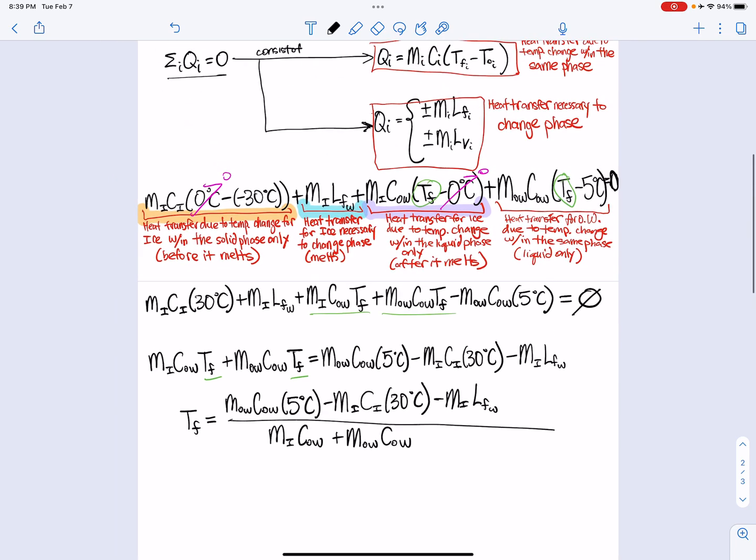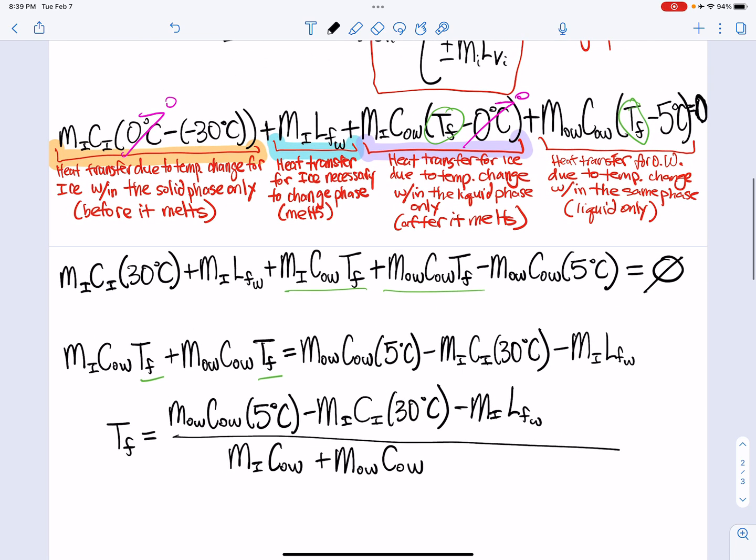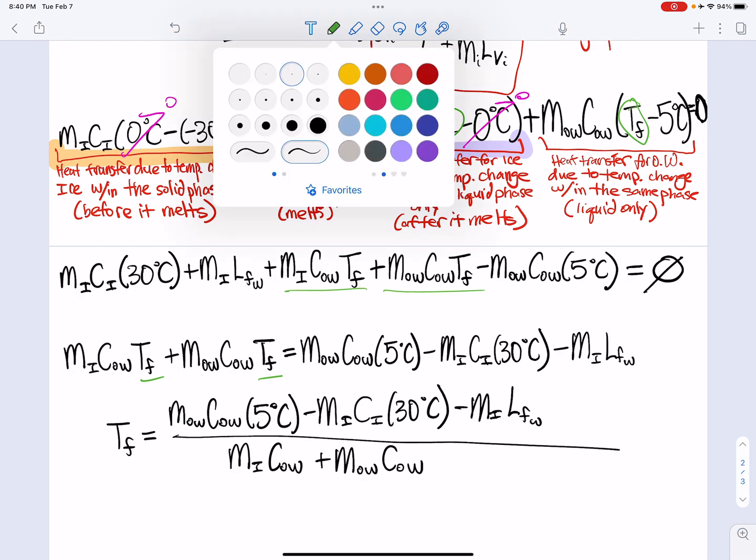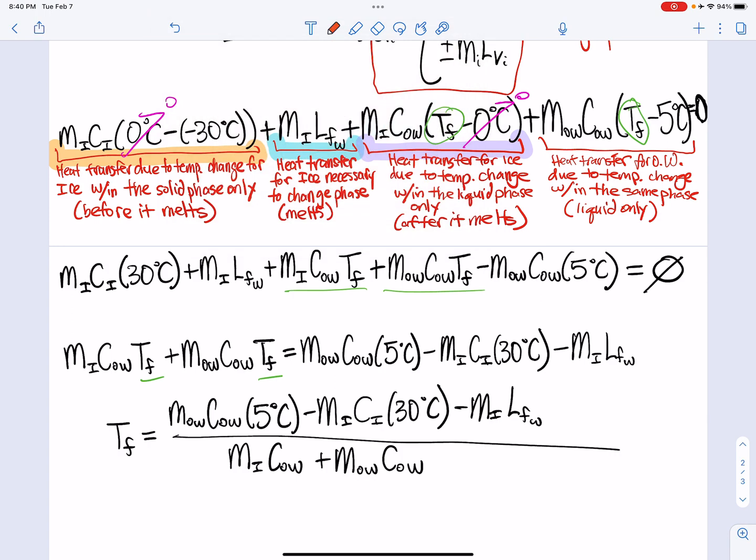And a lot of these are already given, right? I know the mass of ocean water, I know the mass of ice caps. These are just numbers, so that's given. So I am looking for the latent heat of fusion for water, the specific heat of ice caps, and the specific heat of water. Okay?